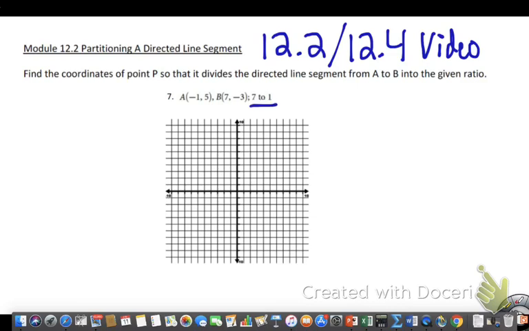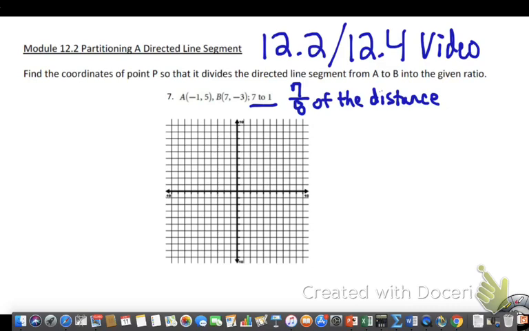So remember, if it's 7 to 1, we add those together, and that becomes the bottom number, so that's 8. And so it's going to be 7/8. So we're going to do 7/8 of the distance. And this is 7/8 of the distance from A to B.